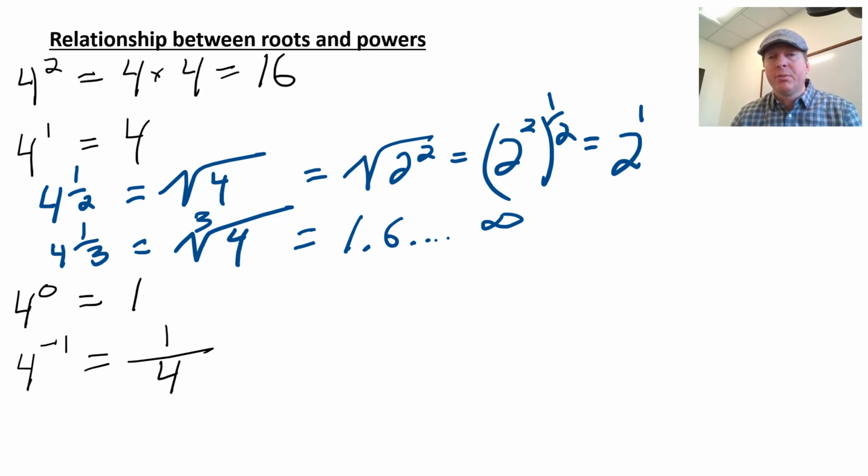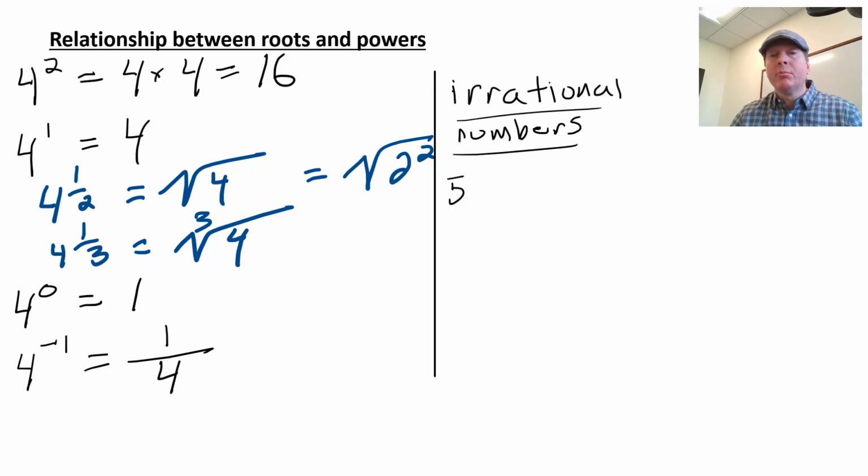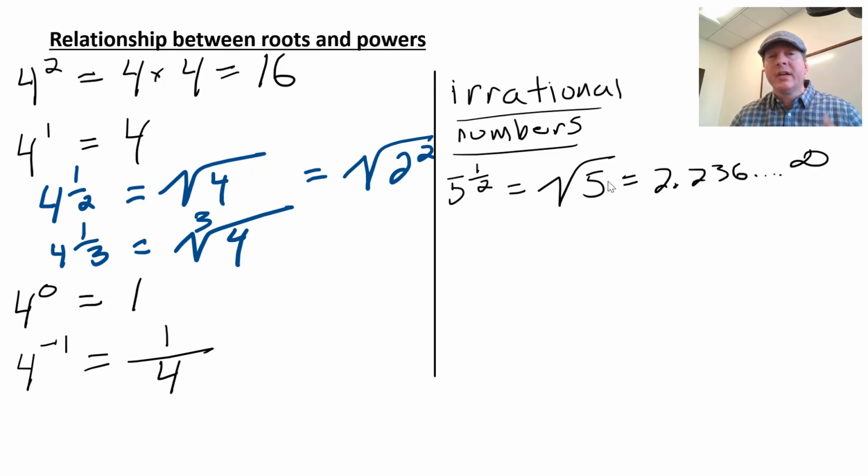So let's see another example. Suppose I wrote the number 5 raised to the power of 1/2. That's the same thing as the square root of 5, which is equal to 2.236 something. It goes off into infinity. So that's an irrational number. The number of decimal spaces goes off into infinity. And we can round this too. So I could say the square root of 5 is approximately equal to 2.2.